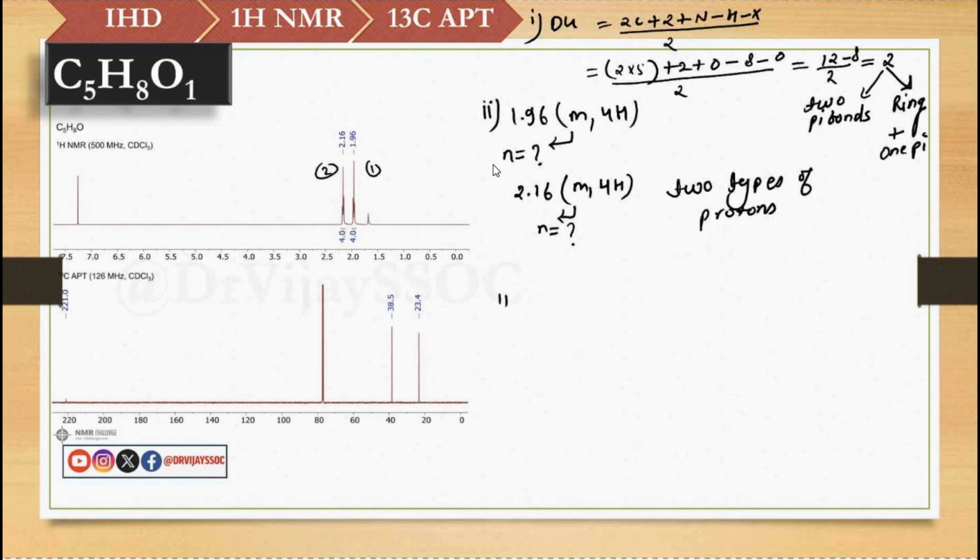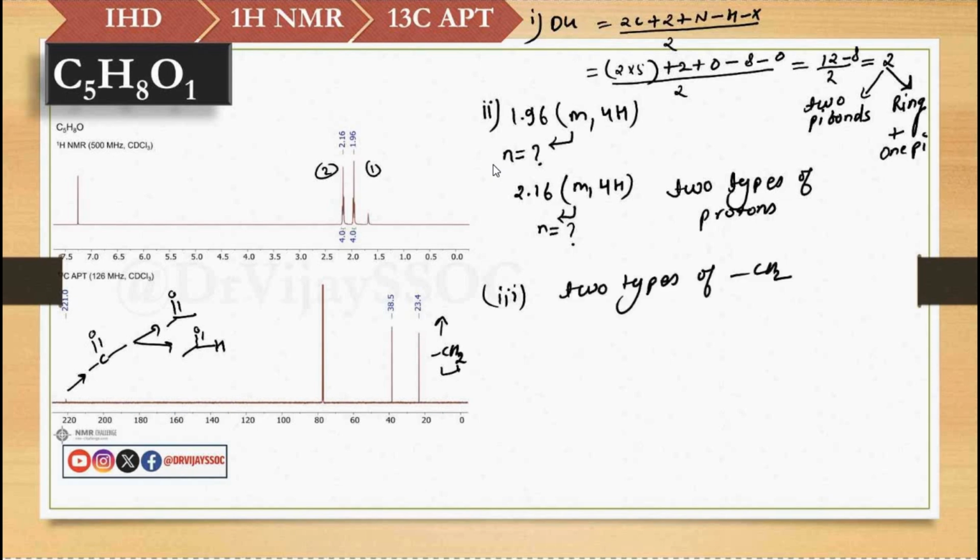Now look at the carbon NMR. From the carbon NMR there is a small signal at 222 ppm. This is 100% sure to correspond to the carbonyl group of a ketone, or it could be an aldehyde. There are two upward signals, and we know that these correspond to CH2. So this compound has only CH2, two types of CH2, and 2 plus 1, three types of carbon.